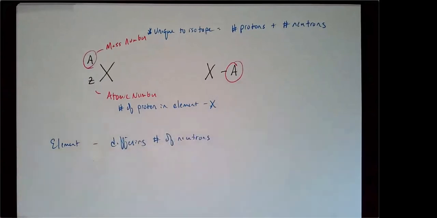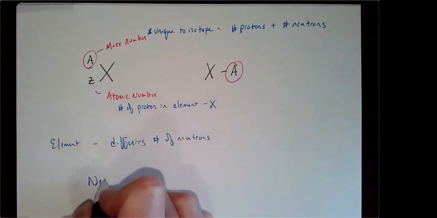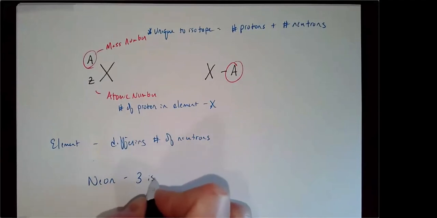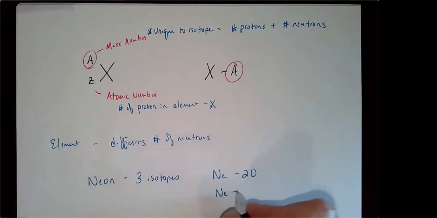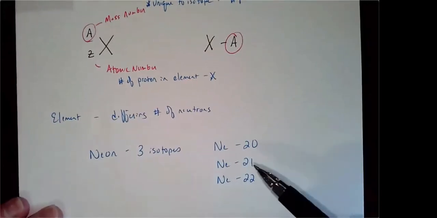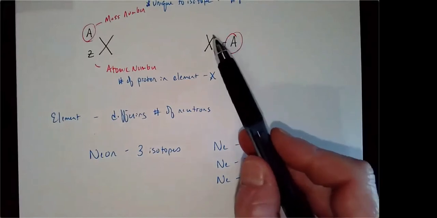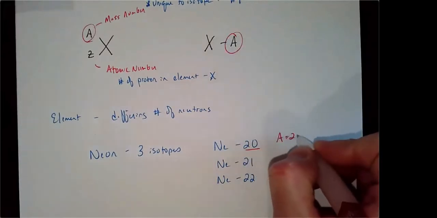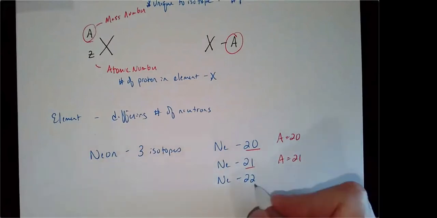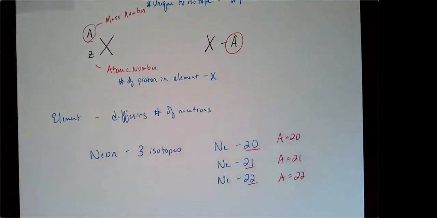So if I have an isotope of neon, neon has 3 isotopes that occur naturally. Neon 20, neon 21, and neon 22. So these would be the 3 isotopes of neon. I have written them this way so that this is my mass number here. A is going to be equal to 20, A is equal to 21, A is equal to 22. I could write them this way, but in this chapter, oftentimes you're going to see this other notation.